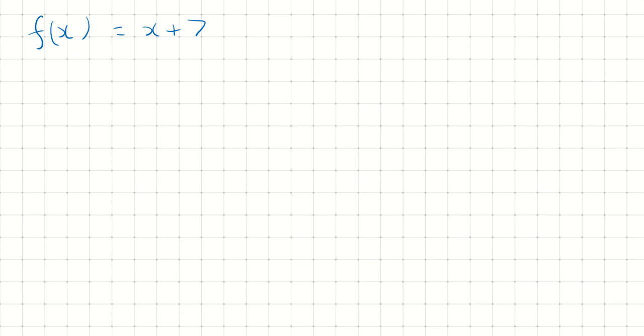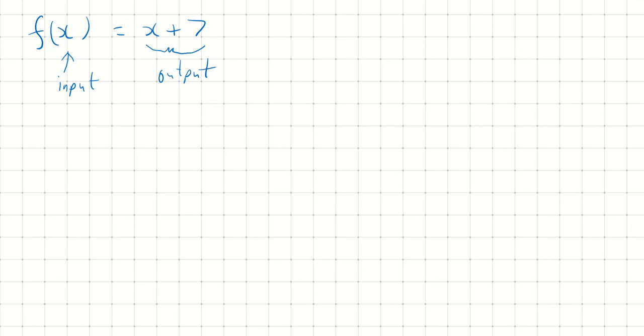Well, that means that the function f is applied to the input x, and our output is x plus 7. So all this function does is take our input, in this case x, and add 7 to it, and that's our output.